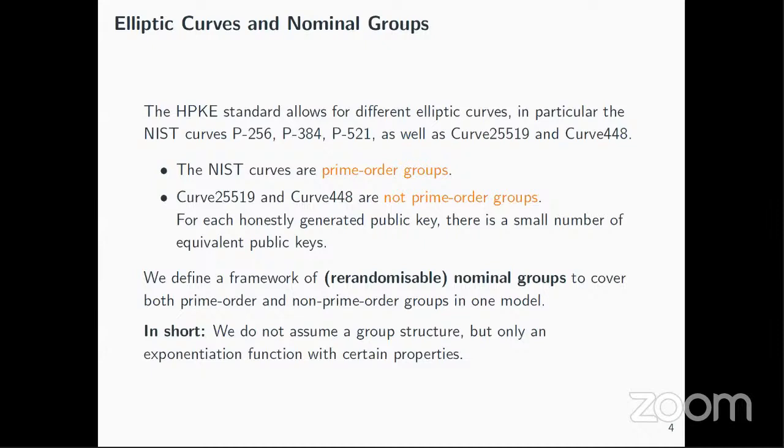So we have a parameter in the model, delta n we call it, which is 0 for prime order groups and which is negligibly small for curve 25519 and curve 448. And basically in the proof, for each honestly generated private key, we will need to add one delta n to the probability bound.